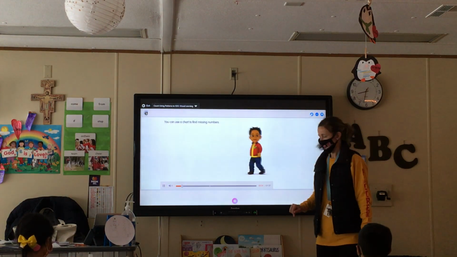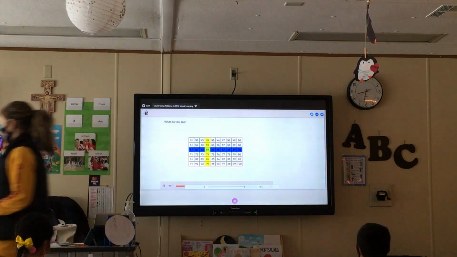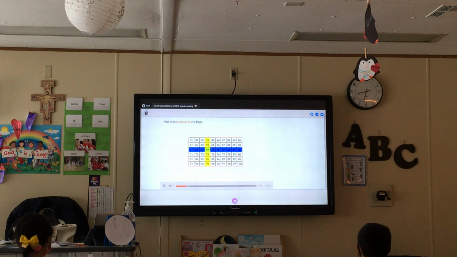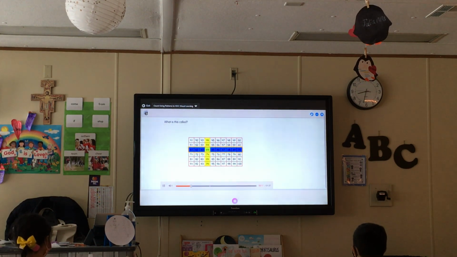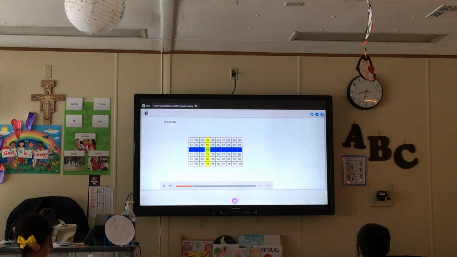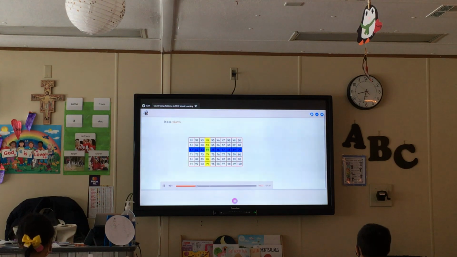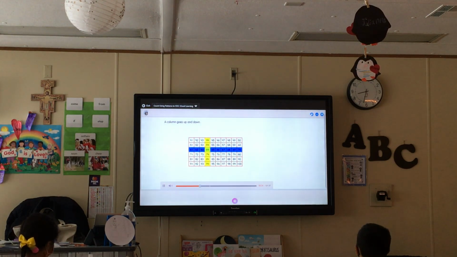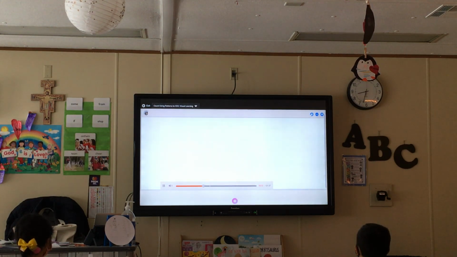You can use a chart to find missing numbers. What do you see? Part of a 100 chart is there. What is this called? A row. It is a row. Very good. Make sure you know the difference. A row and a column. What is this called? A column. It is a column. A column goes up and down. A row goes across. Okay, make sure we know that.